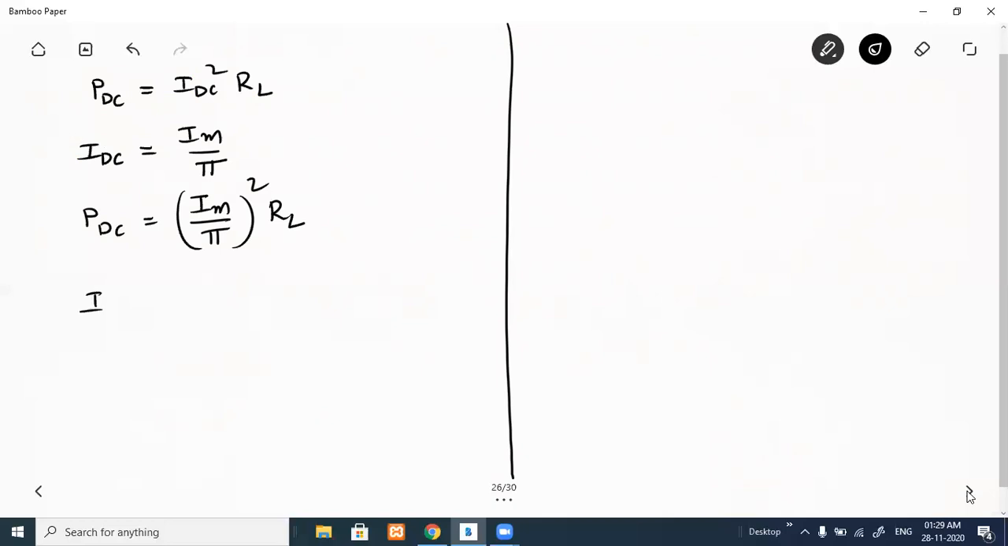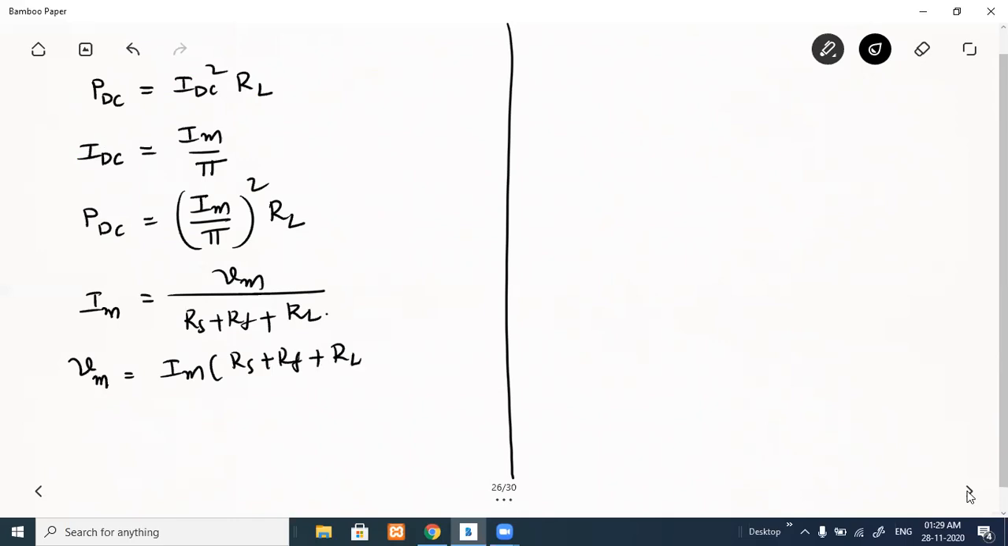where Im equal to, I already calculated, Vm by Rs plus Rf plus RL. So from this we can calculate Vm also, that Vm equal to Im into Rs plus Rf plus RL. Okay. So I already calculated PAC rated and PDC. So their ratio gives the transformer utilization factor. So TUF equal to PDC by PAC rated.